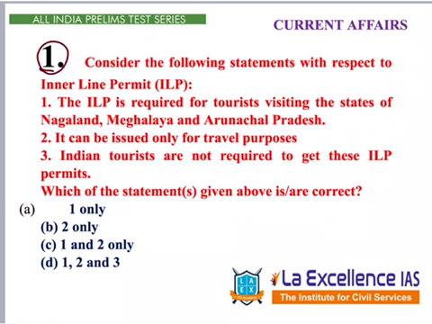Let's read the question. Consider the following statements with regard to inner line permit. Here, if we see the options, 1 is there in 3 options, 2 is there in 3 options, 3 is there in only 1 option. So, if we can eliminate either 1 or 2, we will get only one answer. If we know 1 is incorrect, we can eliminate this, this and this, so the answer would be 2 only. Or, if we can eliminate 2, this would be gone, this and this, and the answer would be 1 only.